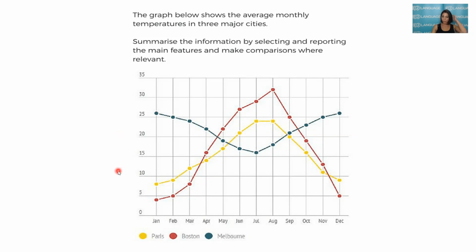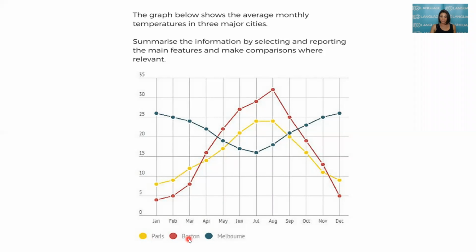Okay, I'm just going to talk you through it before I show you my example. So if we want to start off with Paris as the first city, we can say that the temperature in Paris started at around 7, 8 degrees. Okay, it then climbed steadily until it reached about 23 degrees in July. Okay, and it stabilized, it leveled off, and it remained the same temperature from July to August before dropping to about 8 degrees in December.